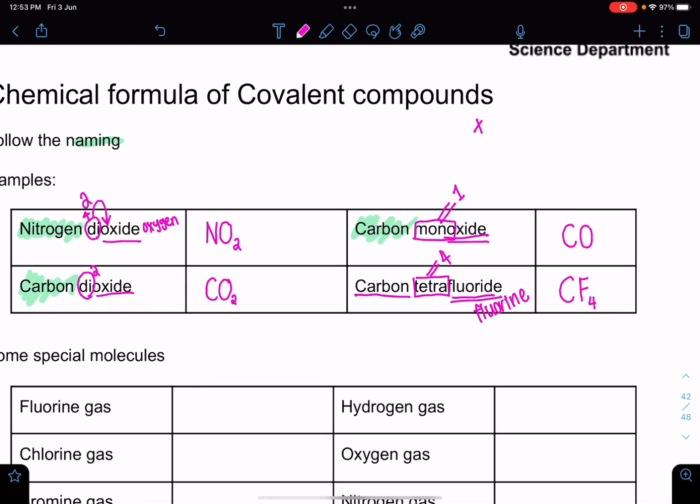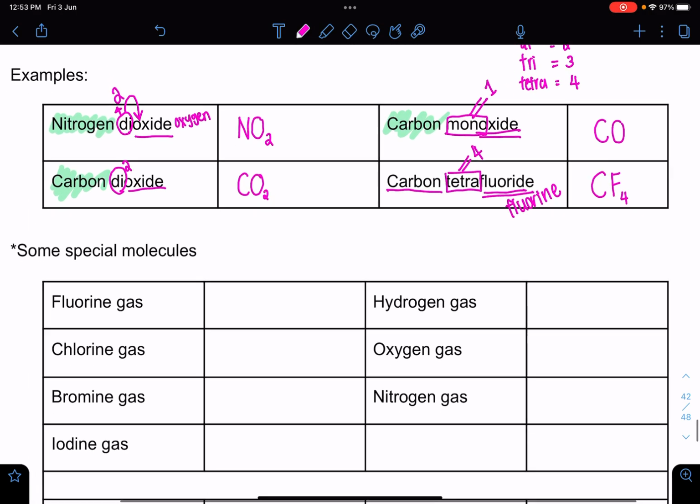So what's important to remember? Mono means 1. Di means 2. Very seldom we will have tri, but tri just means 3. Sometimes we have tetra. Tetra means 4. Okay, you just need to remember these 4 at the moment. Now, other covalent compounds are easy.